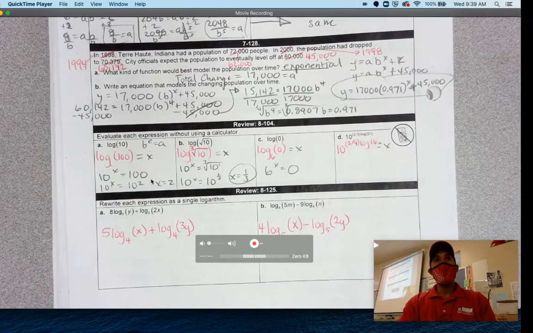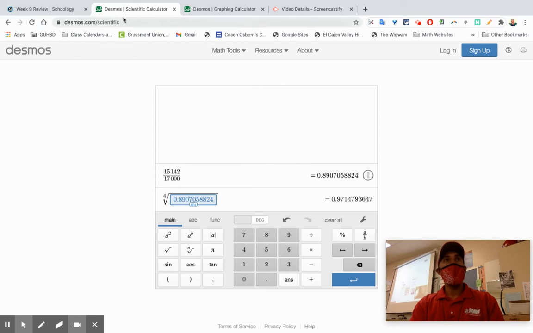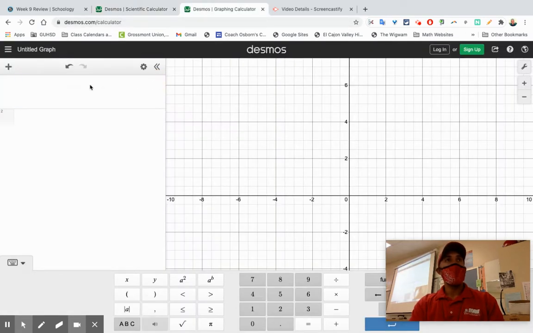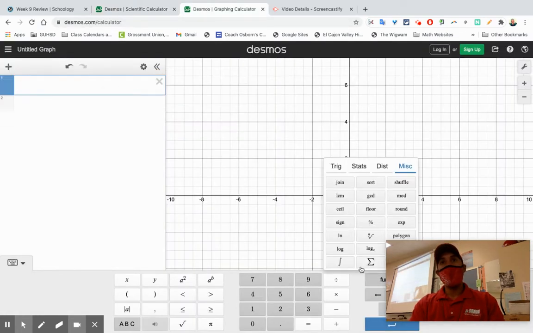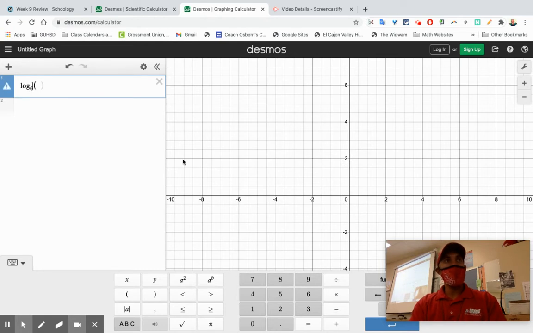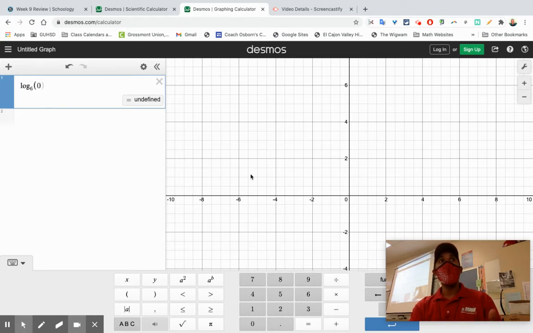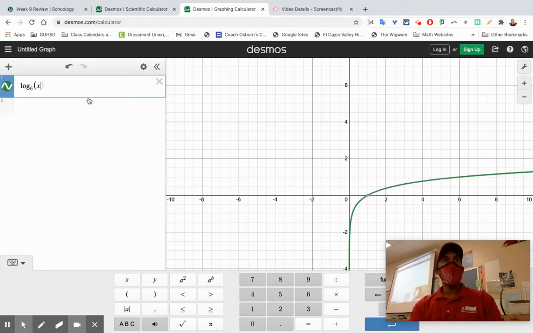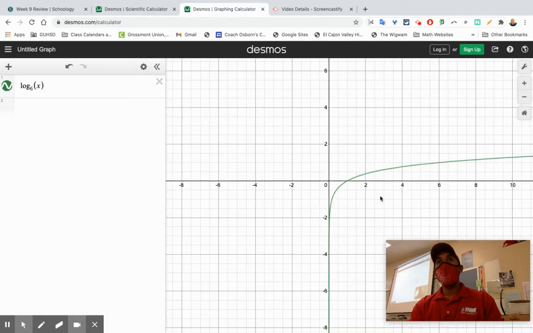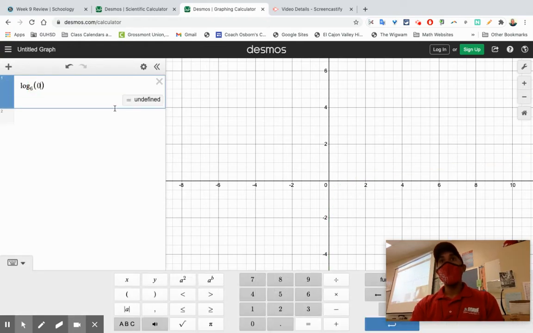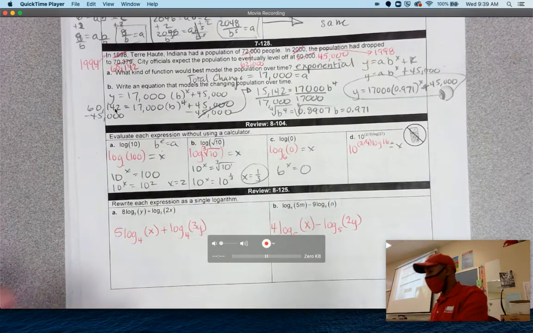And let me show you what I mean. If I type in log base 6 of 0, look what happens. It's undefined. There is no value where I can plug in a 0. And if you remember the graph of log, there's an asymptote at x equals 0. So you can't plug in 0 to a log. That means it's undefined. So there's no value here.